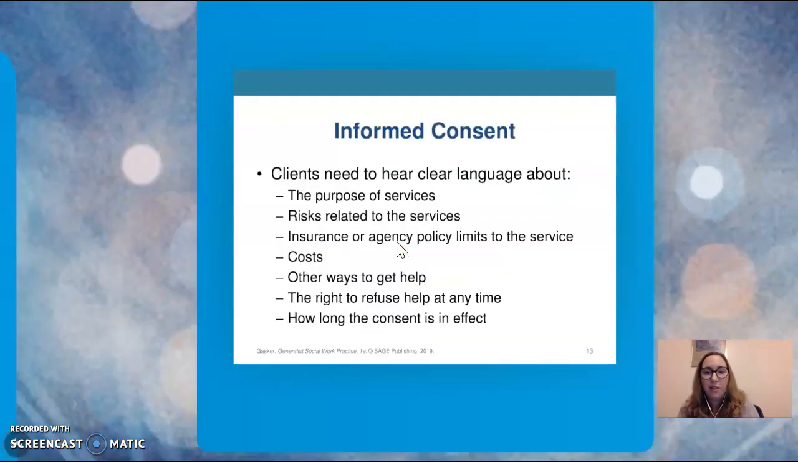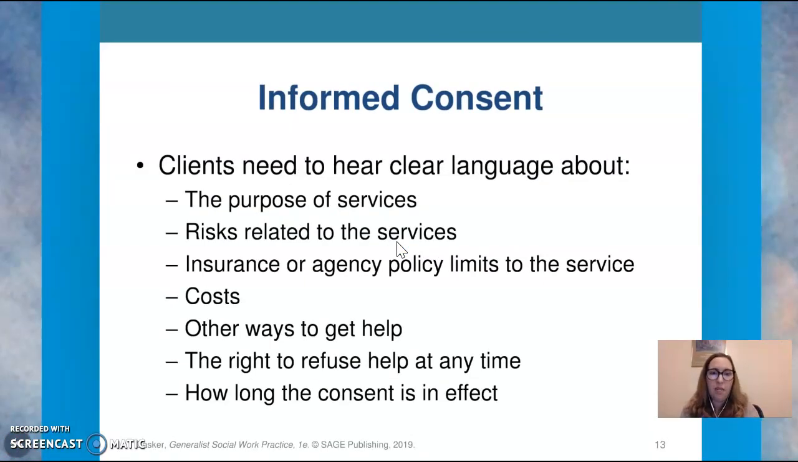All right, informed consent. What does consent actually mean? Okay, here's what it means. Here are the things that we need to make sure we communicate. What is the purpose of our service? What risks might be involved, right? What is insurance going to cover or not cover? Or at least what is your knowledge? What is your agency responsible for? Okay, costs. Right, whether that's insurance related or separate. Are there other sources of help, other resources, other places that they can go? The fact that they have the right to refuse or to leave treatment at any time, and how long is this consent in effect?